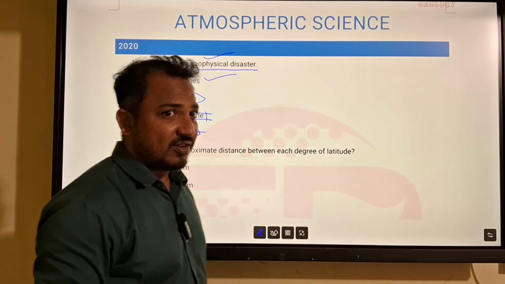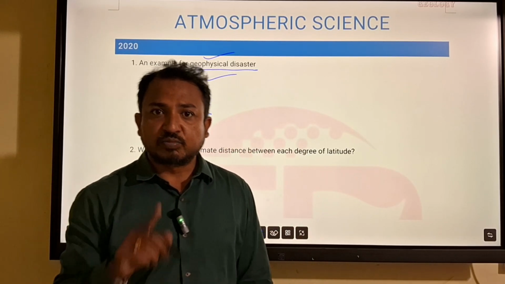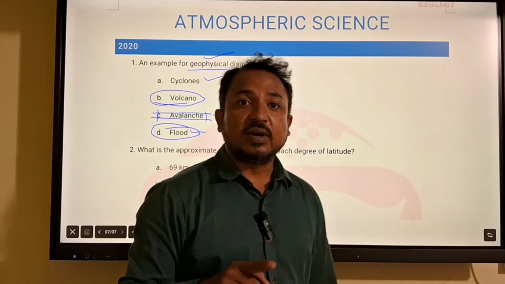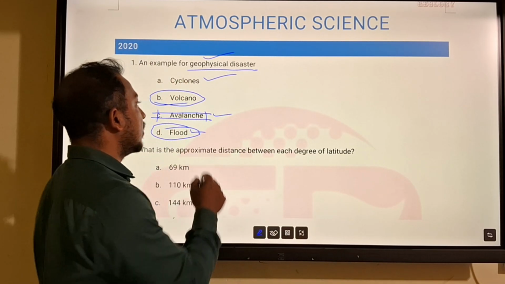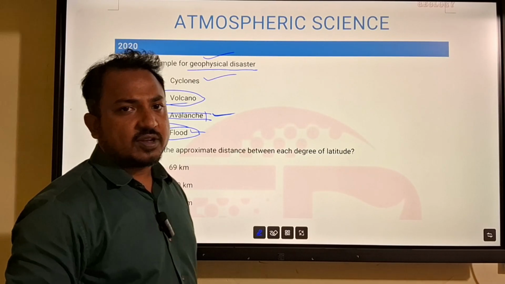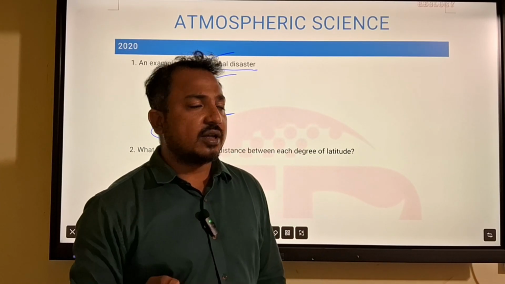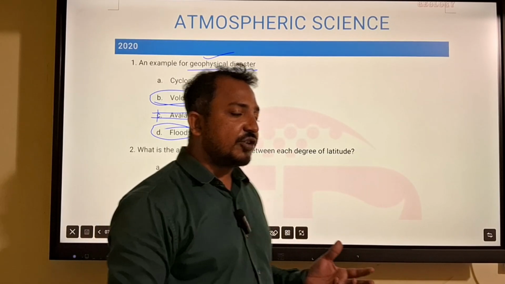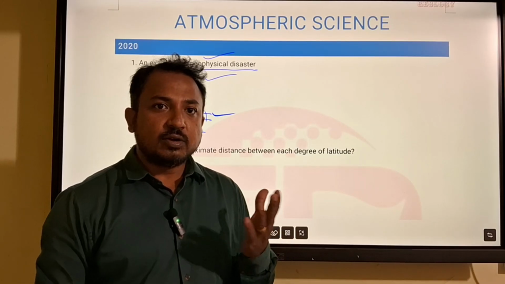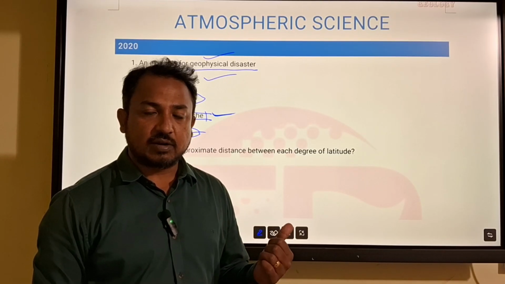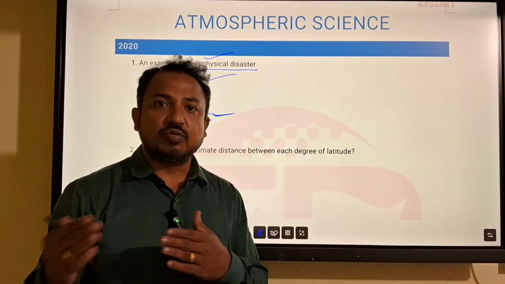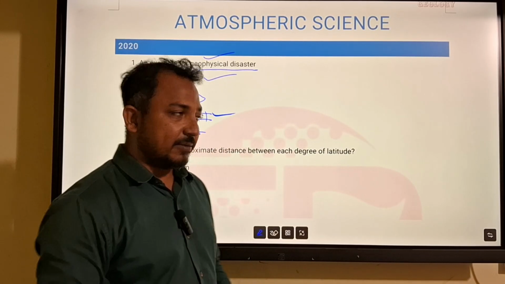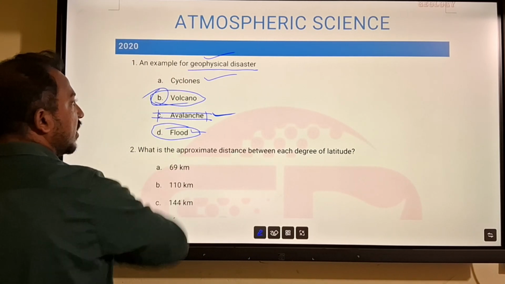Landslide and avalanche are both mass movements, but landslide is a geophysical disaster, whereas avalanche is a disaster that occurs because of ice or snow. It is called a hydrological disaster, or you can call it a cryospheric disaster. Because avalanche involves water, it comes under hydrological. Though it is a mass movement, it is not a geophysical disaster because it does not include any soil or rock or lithospheric material. So our answer will be volcano here.